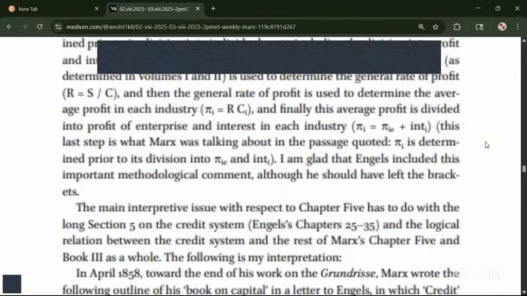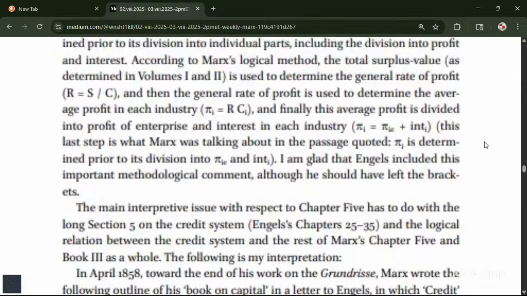The main interpretive issue with respect to Chapter 5 has to do with the long Section 5 on the credit system, Engels's chapters 25 to 35, and the logical relation between the credit system and the rest of Marx's Chapter 5 and Book 3 as a whole. The following is Moseley's interpretation.